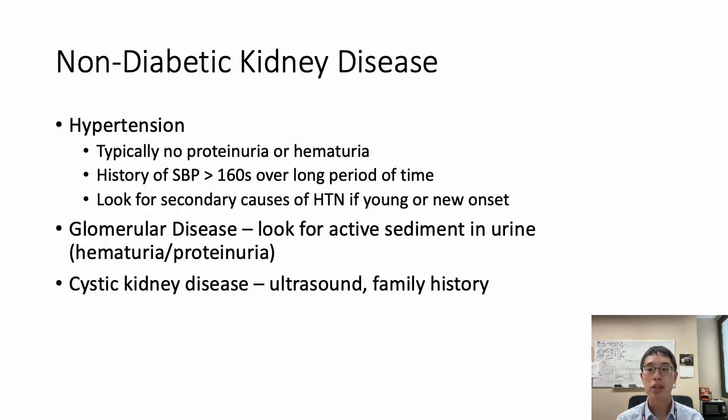Now let's take a look at patients who don't have a history of diabetes and who also have chronic kidney disease. Hypertension or high blood pressure is the second leading cause of chronic kidney disease here in the United States, and we typically don't see any proteinuria or hematuria in most cases of hypertensive kidney disease.